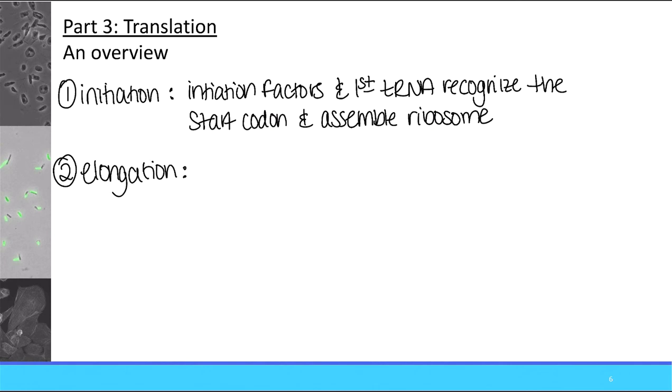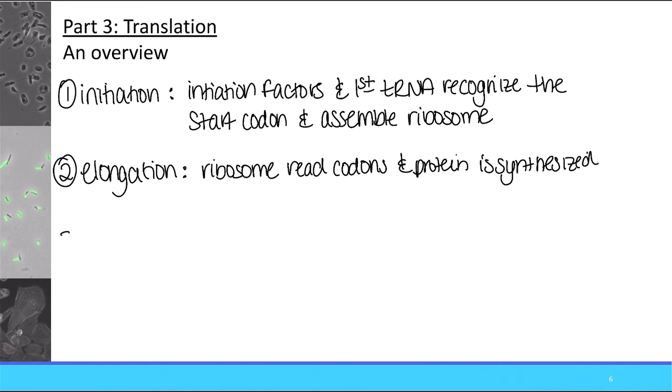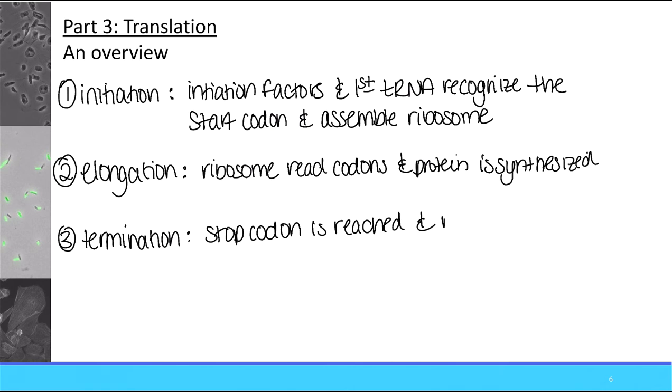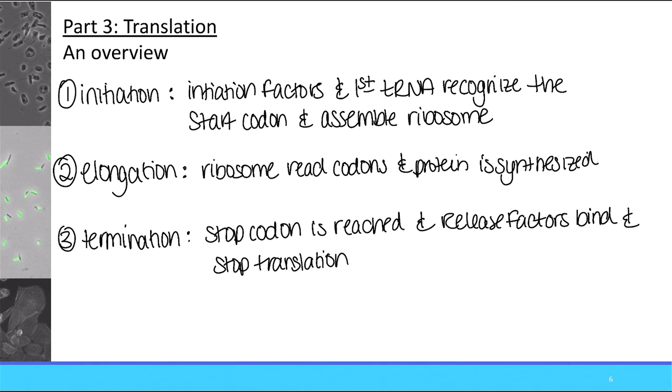So for transcription, we had elongation of the RNA, and here we're going to have elongation of our polypeptide. So the ribosome is going to read the codons, and the protein is synthesized. And then last but not least, just like in transcription, we have termination. And when we reach the stop codon, we're going to have release factors bind. And essentially what they do is they stop translation. And they do that by popping off the ribosome from the mRNA. So those two pieces come apart, that releases the ribosome, releases the RNA, and releases our protein.